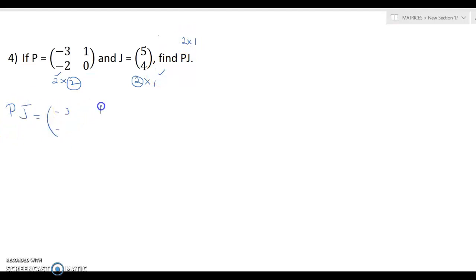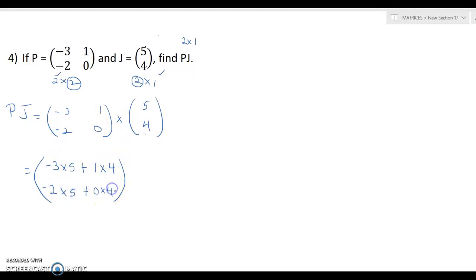PJ. Minus 3, 1, minus 2, 0, times 5, 4. So we will get first row by the column, minus 3 by that 5, first number, plus 1 by the second number, 4, 1 by 4. Second row by the column, minus 2 by 5, plus 0 by 4. Right? And just simplify, we get minus 15 plus 4, and then minus 10 plus 0. So our answer should be minus 11 on top and minus 10 at the bottom.